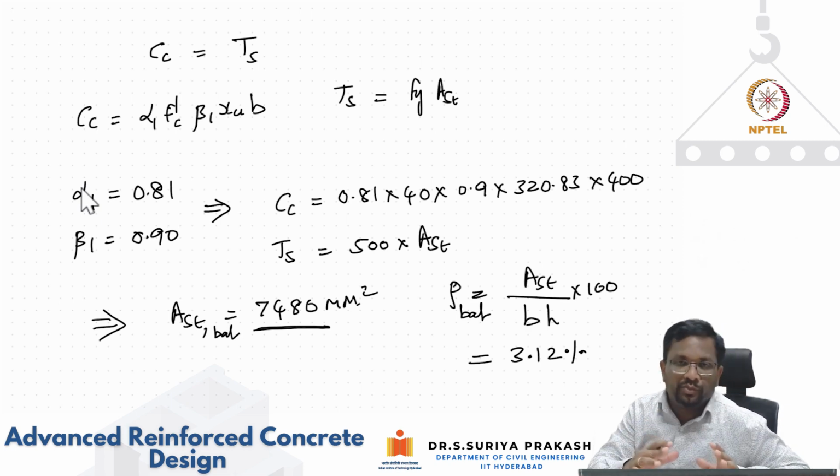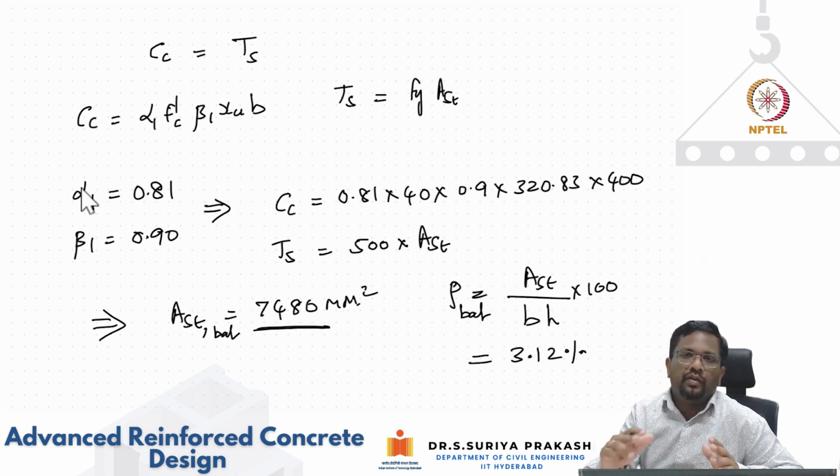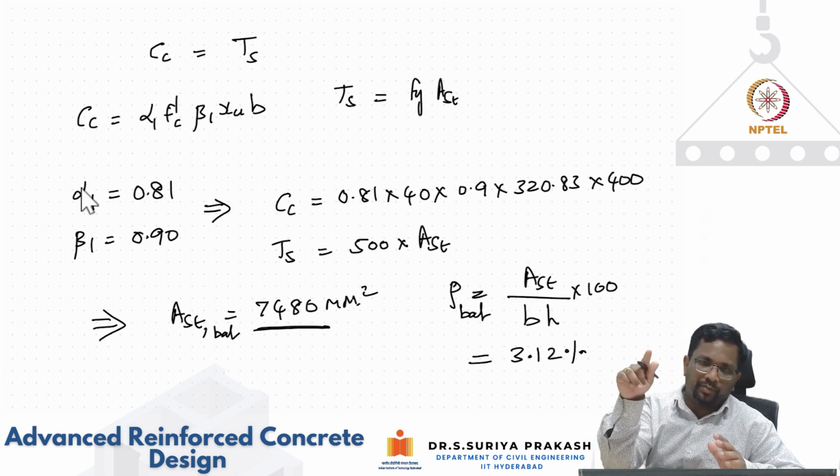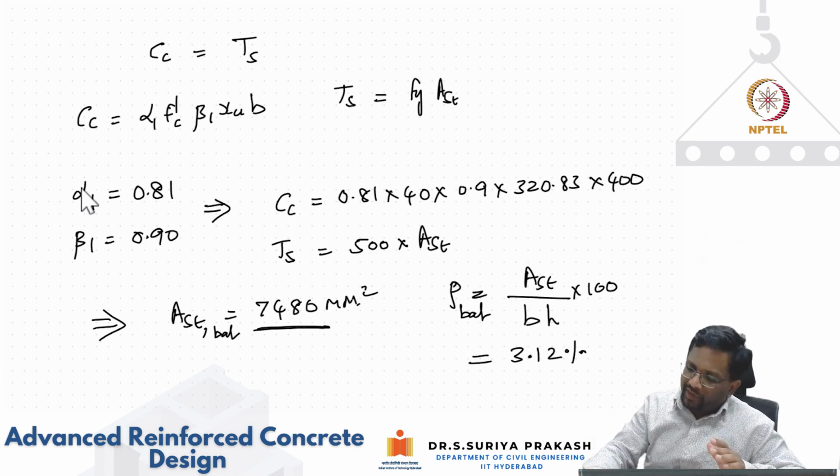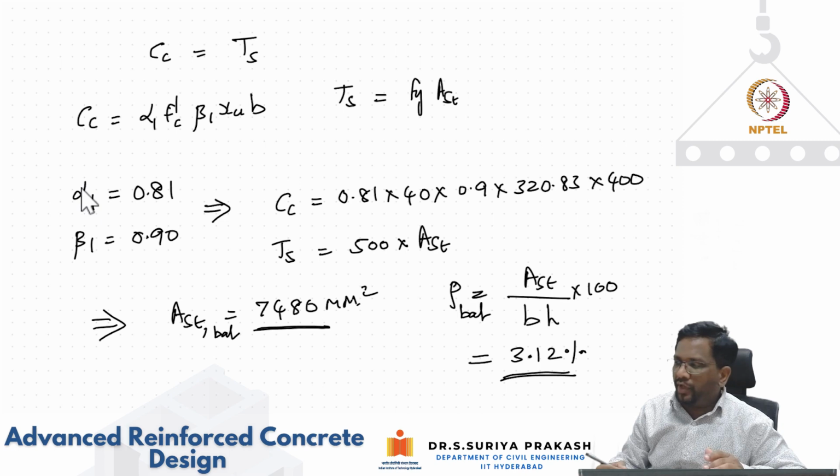For this assumed stress-strain curve, which is a concrete parabolic curve without any partial safety factors, and steel also taken as elastic perfectly plastic, for these kinds of conditions, for this section, the balanced reinforcement ratio works out to be 3.12 percent. So this is how we calculate your balanced condition.